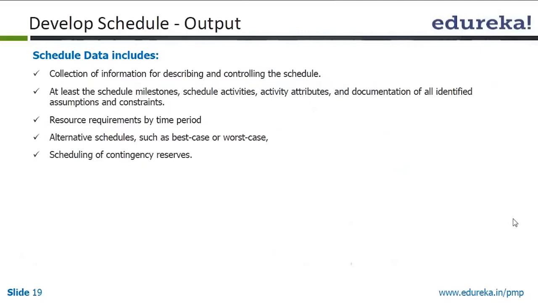So schedule data includes a collection of information for describing and controlling the schedule: at least the schedule milestones, activities, activity attributes, and documentation of all identified assumptions and constraints, resource requirements by time period, alternative schedules such as best case or worst case, and scheduling of contingency reserve.